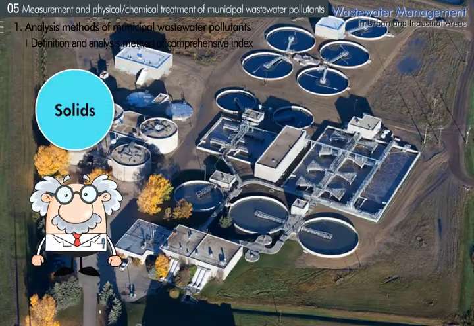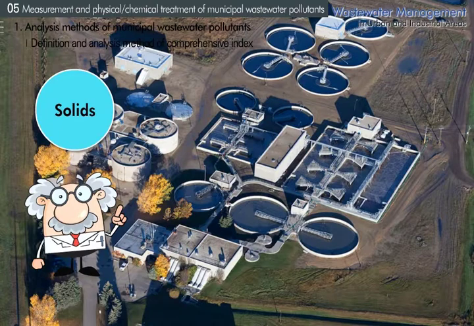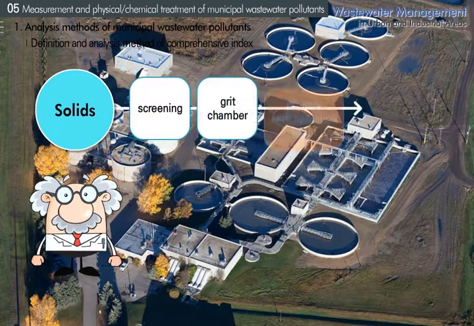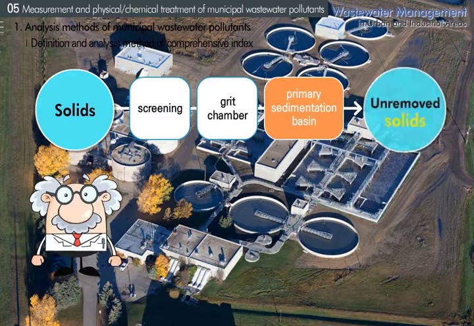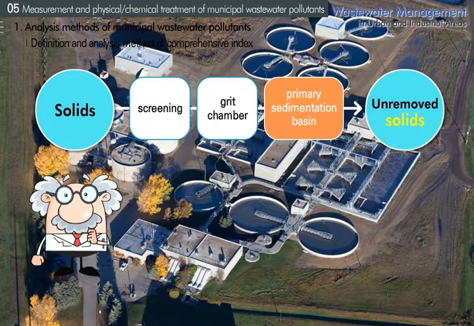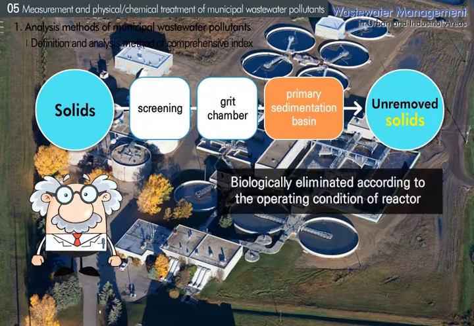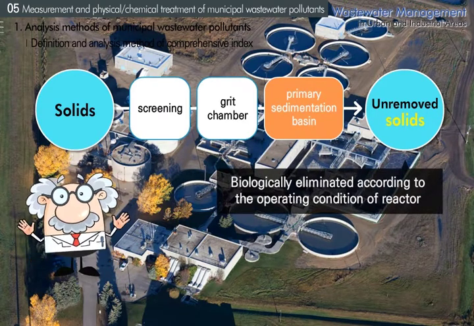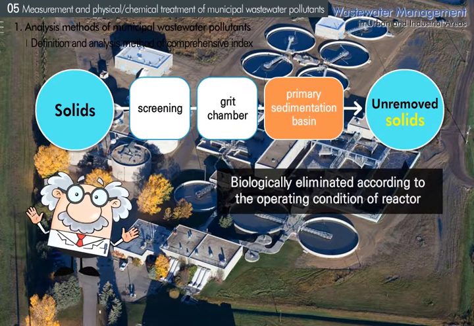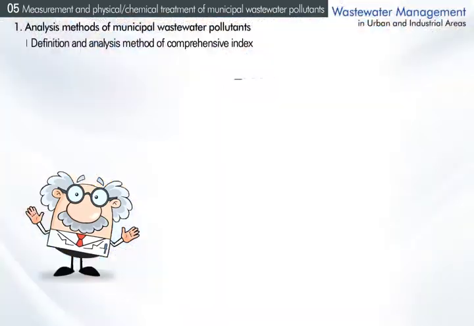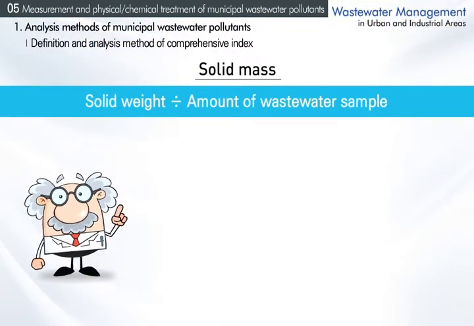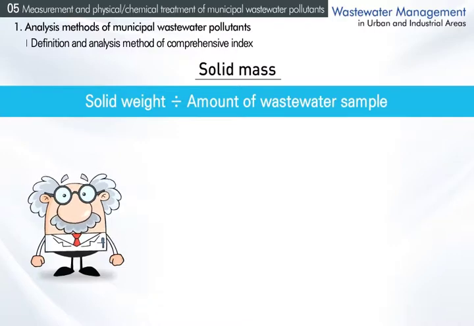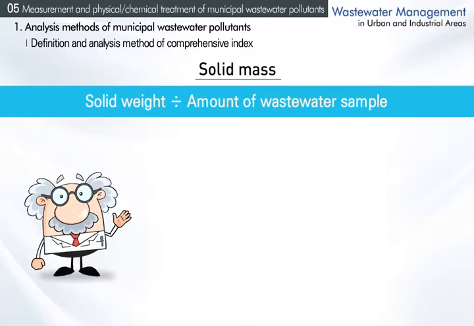Most of these solids are eliminated during wastewater disposal when going through screening, the grit chamber, and the primary sedimentation basin, and some solids flowing into a biological reactor can be eliminated biologically through hydrolysis, according to the operating condition of the reactor. The solid mass for each item is the value after measuring the weight of solid selected by analysis and dividing that weight by the sample amount of wastewater.